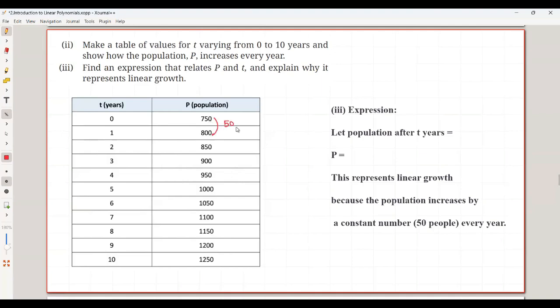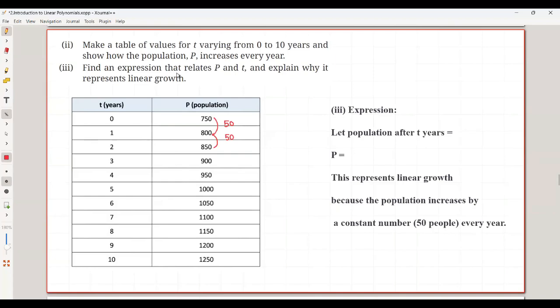So you get 750 plus 50 is 800. The next year again, 50 is added. So every year 50 people are increasing in the village. They ask us to take from 0 to 10 years. In the 10th year, the population will be 1250.